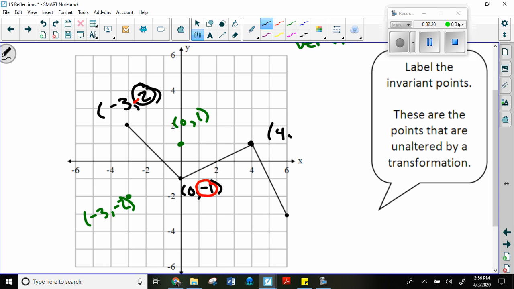We've got 4 at 1. Our y value, because vertical is up and down, affects the y. It's going to become 4, -1, right there. And our last point down here, which is 6 at -3. Vertical reflection is going to affect our y value, not our x value. Vertical only hits the y's.